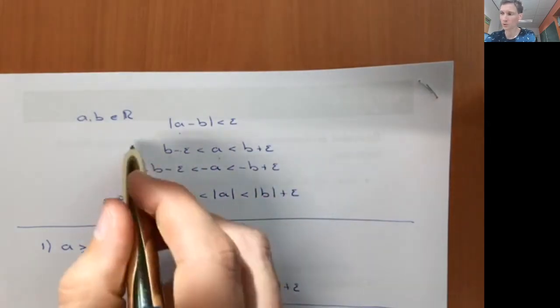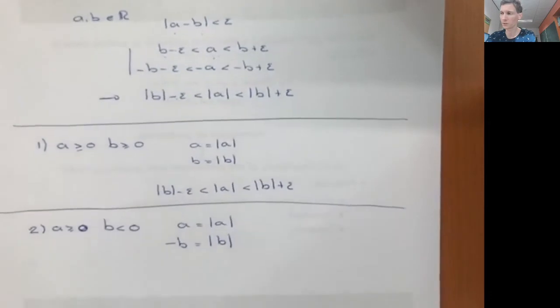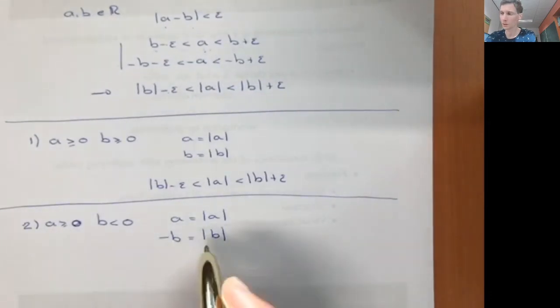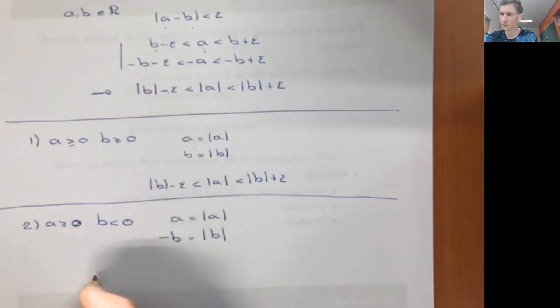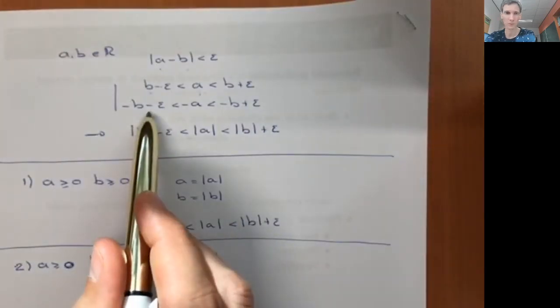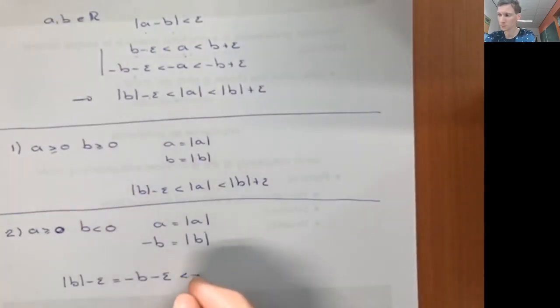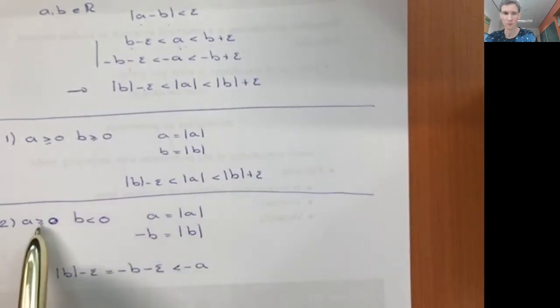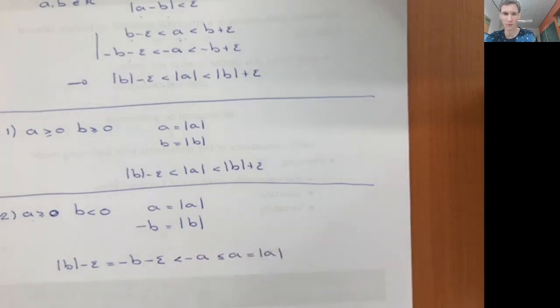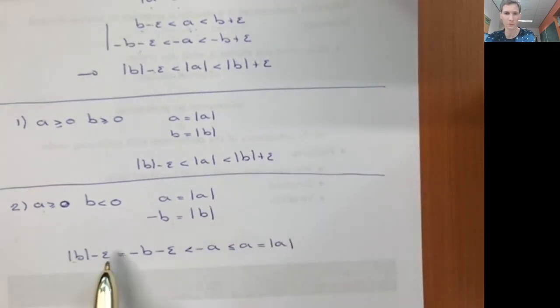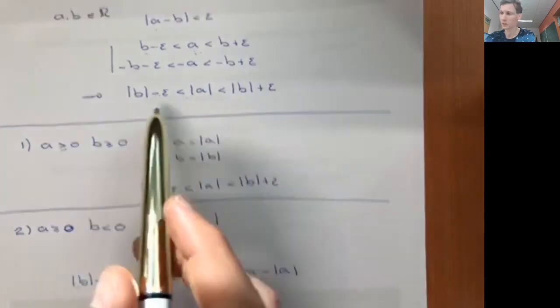So we will also need this expression here too. The absolute value of b minus epsilon, in this case we know that it is equal to minus b minus epsilon. And we know that minus b minus epsilon is smaller than minus a. And we know that a is greater or equal to 0, so minus a is smaller or equal to a, and we know that this is equal to the absolute value of a. So we have shown that the absolute value of b minus epsilon is smaller than the absolute value of a, which is this first part here.